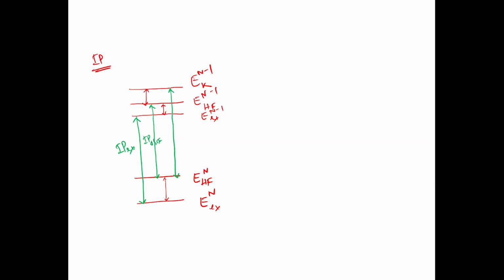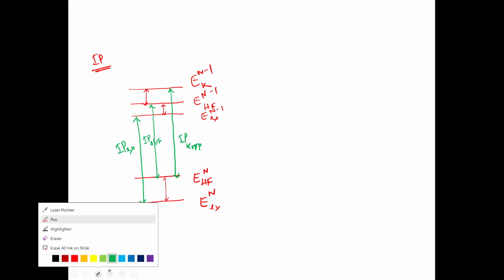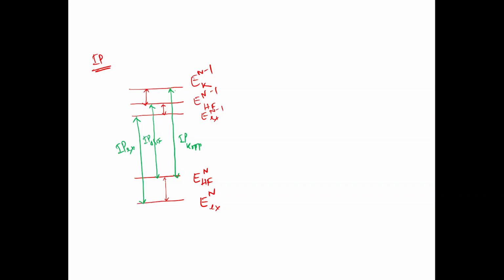Now, this is your IP Koopmans. Now, if you look at this difference here, these two differences actually decide whether you will get a value closer to the exact one or not.